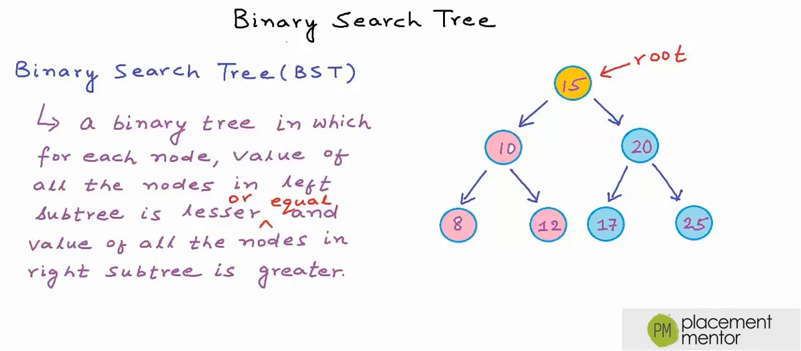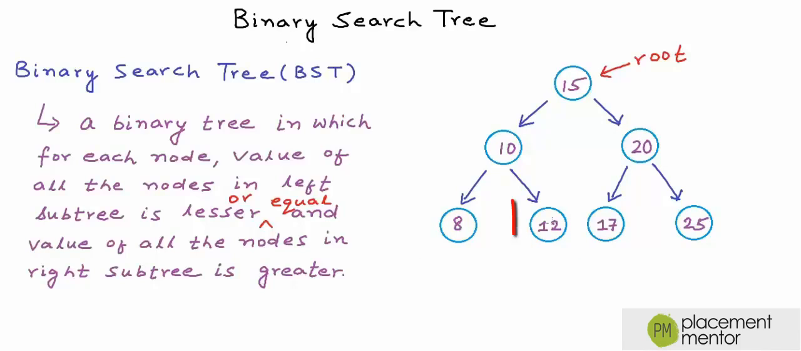Now let's look at this node with value 10. In the left we have 8, which is lesser. In the right we have 12, which is greater. So we are good. We are good for this node too, having value 20. And we don't need to bother about leaf nodes because they do not have children. So this is a binary search tree.